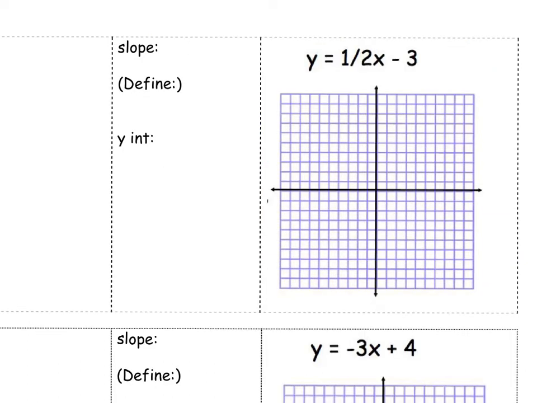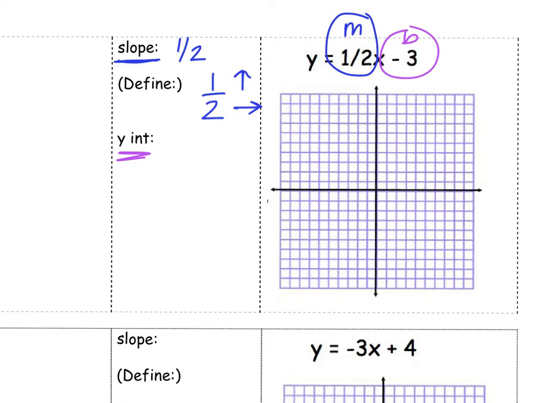My next equation, y equals 1/2 x minus 3. My slope is my m, or 1/2. So to define as my fraction, positive 1 is up 1, positive 2 is right 2. Then I have to do my y-intercept. We always take the sign in front. That's my b value. Notice this b is a -3. So when I go to graph that y-intercept, my first point goes to -3. So I drop a point at -3.